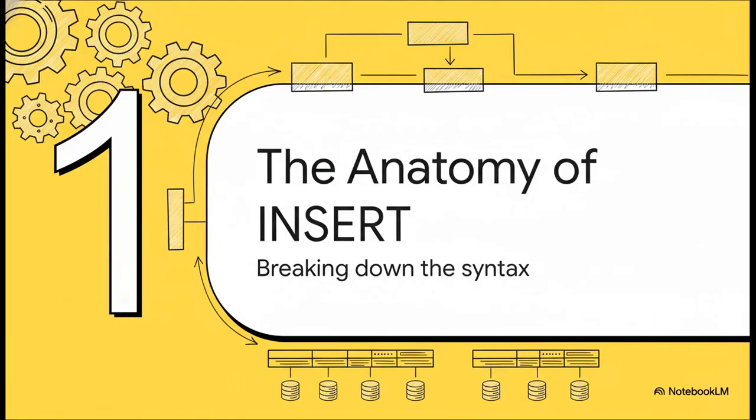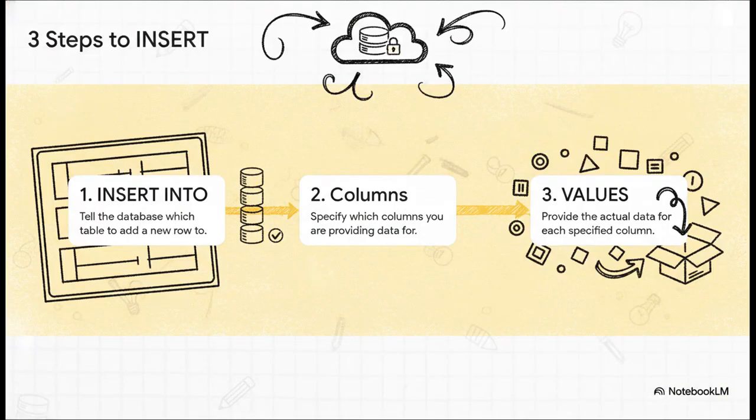So what does this command actually look like? At first glance, it might seem a little intimidating, but trust me, when we break it down, you'll see it has a really logical and simple structure. Let's do that now. It really is like a simple three-step recipe. First, you tell the database where the data is going with insert into, followed by the table's name. Second, you list out exactly which columns you're going to fill. And third, you provide the values, the actual data, making sure they line up in order with the columns you just listed. That's it. That's the blueprint for every single insert.